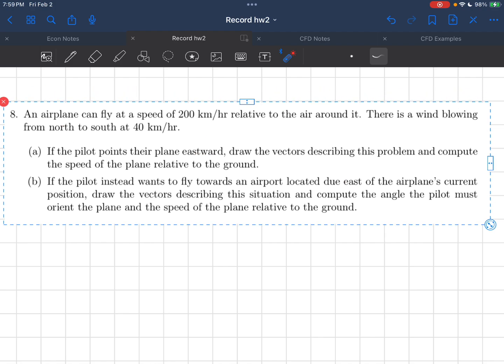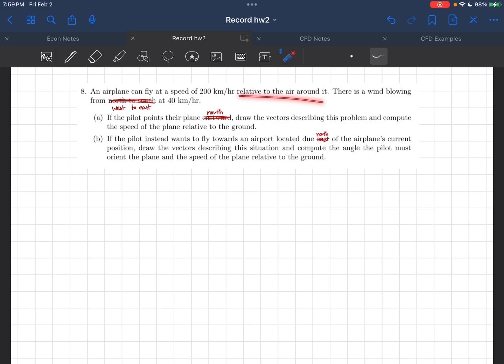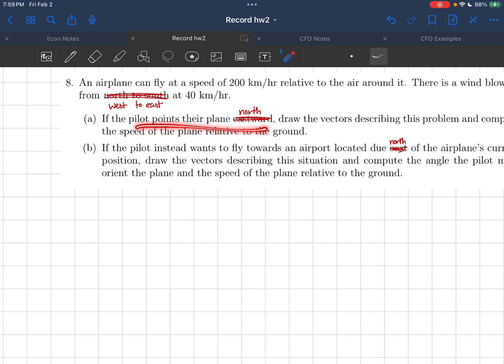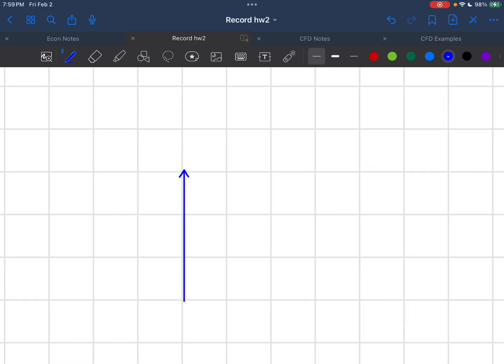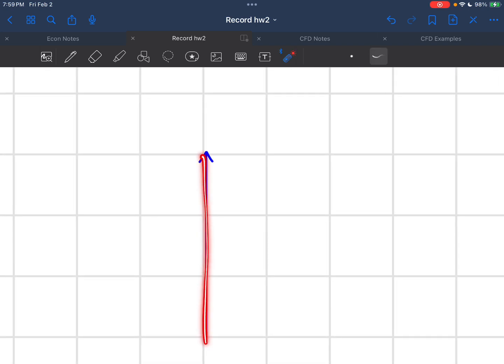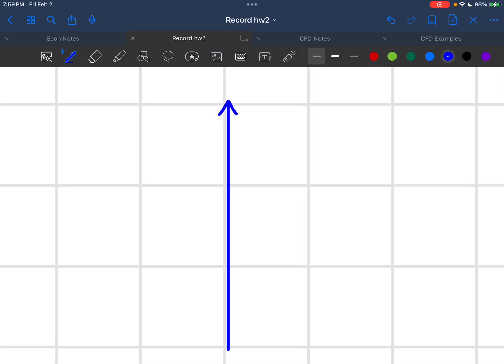So if the pilot points the plane north, we want to draw the vectors describing the problem, and we want to get the speed of the plane relative to the ground. So I want to think about how to do this. I never want to start with a very complicated situation, so I'll start piece by piece. The first thing that I know is that the plane is pointing north. And that is, if there was no wind at all, the direction that the plane would be flying. So that's the direction the engines of the plane are pushing it. I'm an aerospace engineer, right?